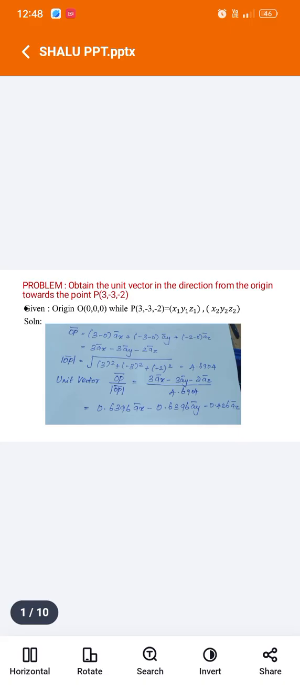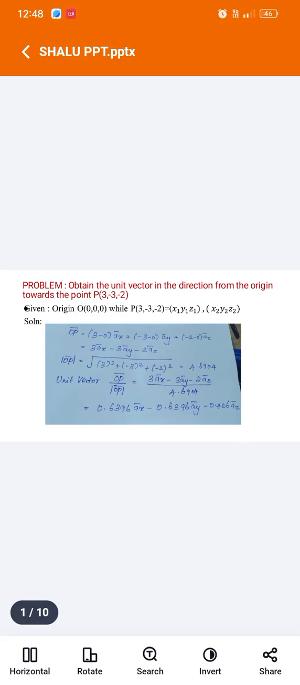Then we have to find the unit vector. So the formula of unit vector is equal to OP vector divided by modulus of OP vector. Here O means origin, P means point P. So first we have to find OP vector, then we have to find modulus of OP vector, then we divide both. So first we have to find OP vector. OP vector is equal to (3 minus 0) ax vector plus (minus 3 minus 0) ay vector plus (minus 2 minus 0) az vector. Then we have 3ax vector minus 3ay vector minus 2az vector.